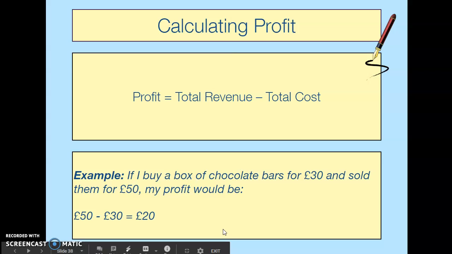Okay, so here I've got a really quick example for you to have a look at. If I buy a box of chocolate bars for £30, that'd be quite expensive, but I was thinking about something fancy, and I sold them for £50, my profit would be in total £50 minus the £30 that I bought the box for, therefore I'm left with £20. So if I am buying something for that much money and I sell it for a higher price, I'm going to be left with something, and that something is going to be my profit. It's as simple as that.